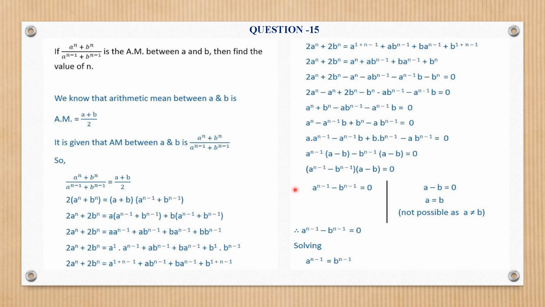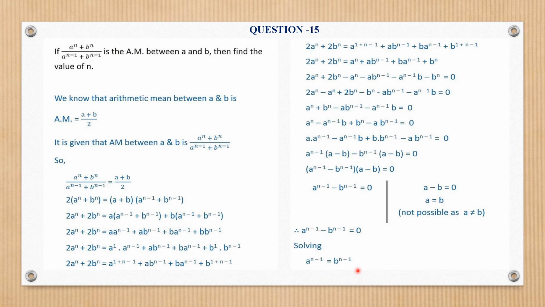So this becomes a raised to power n minus 1 minus b raised to power n minus 1 into a minus b equal to 0. This becomes in factor form. Either this is 0 or this is 0. If this is 0, a is equal to b, which is not possible as it is given. They are not equal, because some numbers are between them in arithmetic mean, and definitely they are not going to be equal. So we get this as 0. Now that means a raised to power n minus 1 equals b raised to power n minus 1.